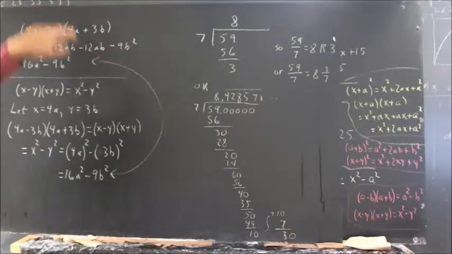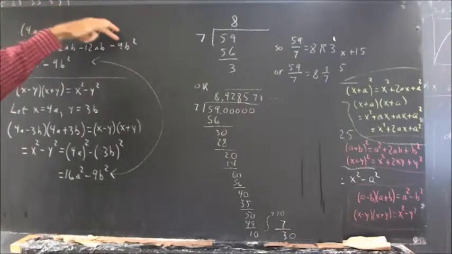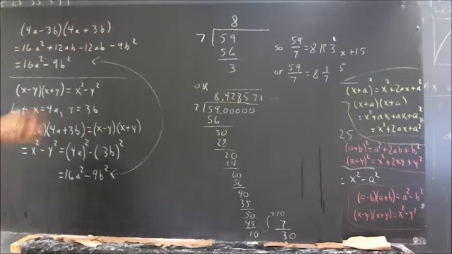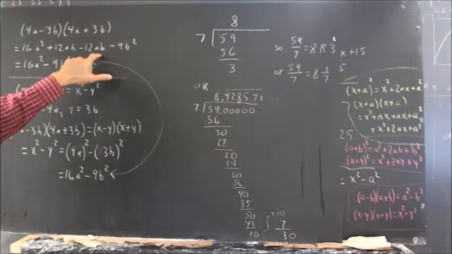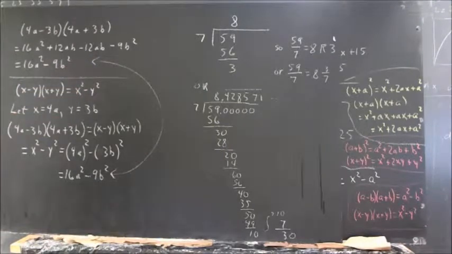Negative 3b times 4a is negative 12ab. Negative 3b times 3b is negative 9b squared. The 12ab and the negative 12ab add up to 0, leaving us with 16a squared minus 9b squared.